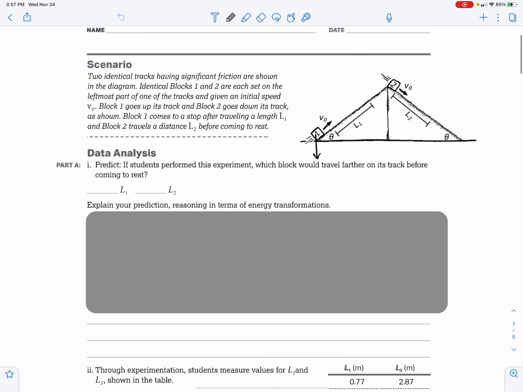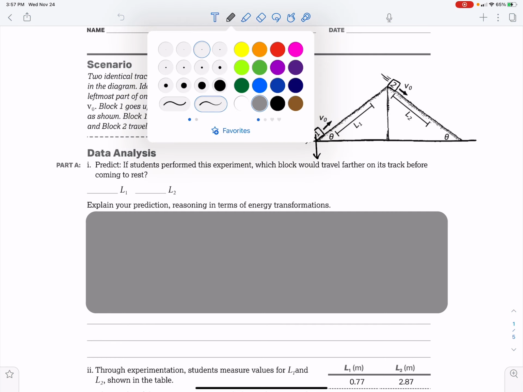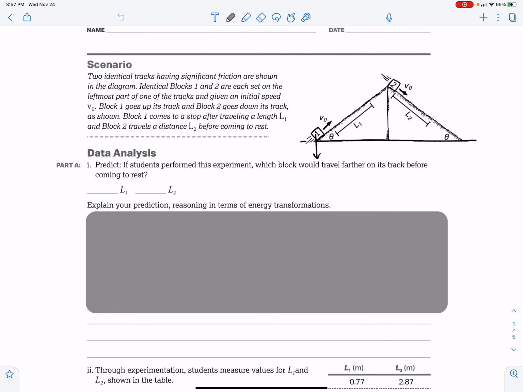Okay, so we're going to take a prediction approach at first. We're going to look at some sample data, and then we're going to go step by step through a derivation to mathematically see why L2 will go farther. Let's begin.